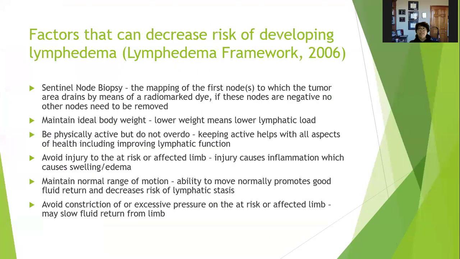So there are factors that can reduce the risk of developing lymphedema. One of them is called a sentinel node biopsy that they do with cancer treatment. They map the first node that's closest to the tumor, the one where the tumor drains, and it's marked by using a radioactive dye. And if the nodes are negative, then they don't have to remove any other nodes. So that's sort of like the least amount of surgery that they have to do, and that's a good thing.